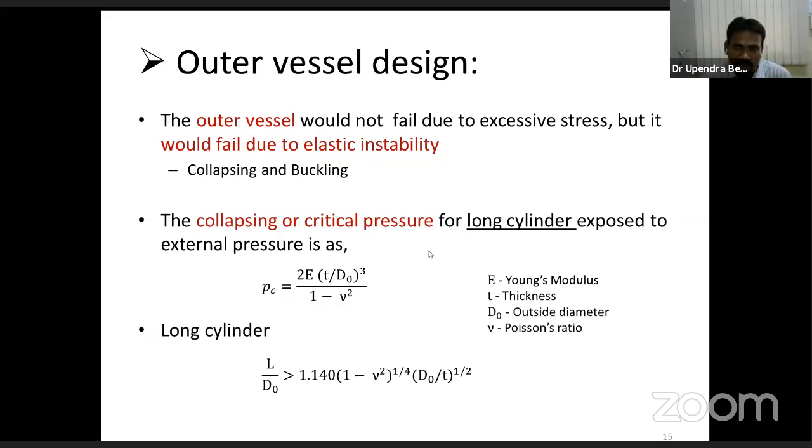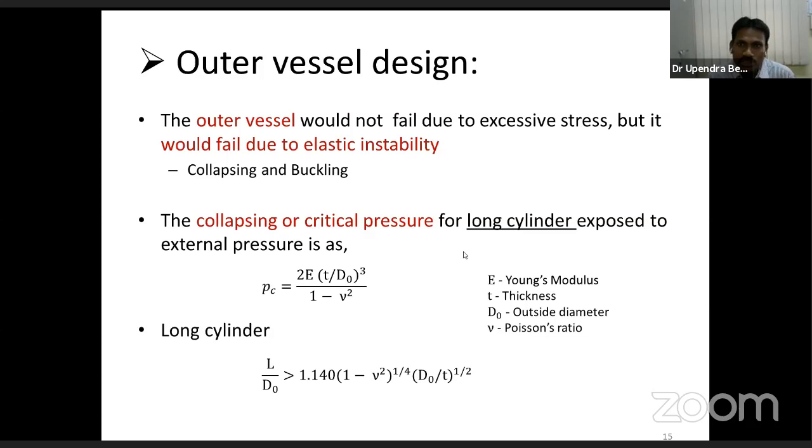where mu is the Poisson ratio. When I say long cylinder, a long cylinder is defined when L by D0, that is the length to diameter ratio, is greater than 1.140, multiplied by (1 minus mu squared) to the power 1 by 4, multiplied by (D0 by 2t) to the power half. If my L by D0 value is greater than this, that is known as a long cylinder, and I can use this equation to find out the thickness of the outer vessel.